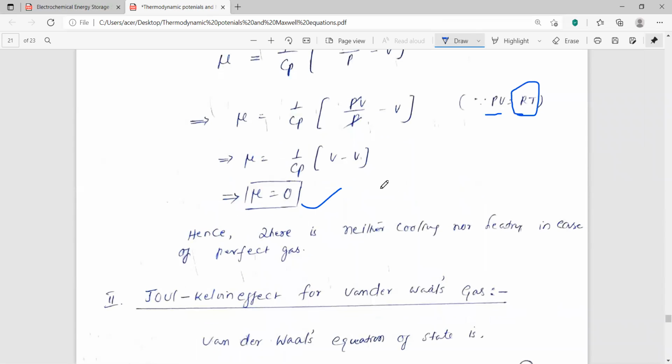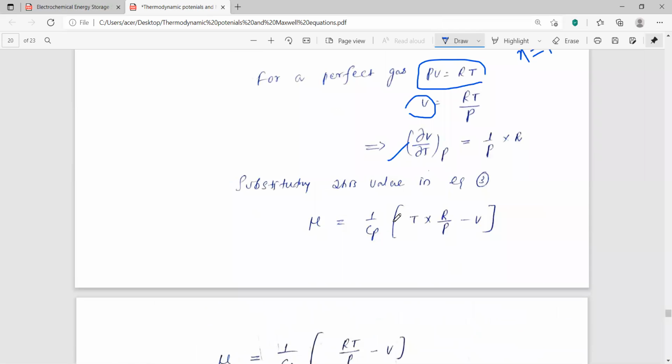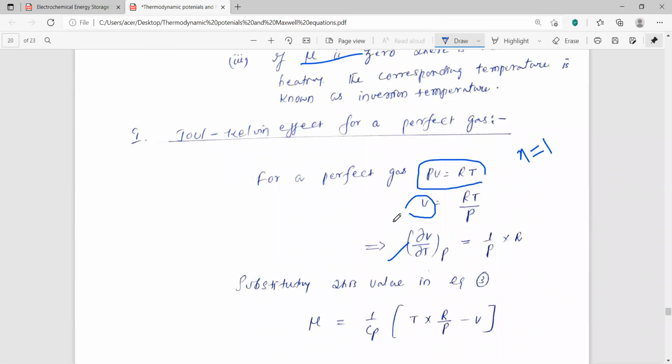That is, mu equal to 0. That means there is neither cooling nor heating in the case of a perfect gas. This is what will happen when a perfect gas is allowed to pass through a porous plug from a region of high pressure to a region of low pressure. That is the Joule Kelvin effect for a perfect gas. Because of the throttling process, the temperature of the perfect gas will not change. That means a perfect gas undergoes neither cooling nor heating.